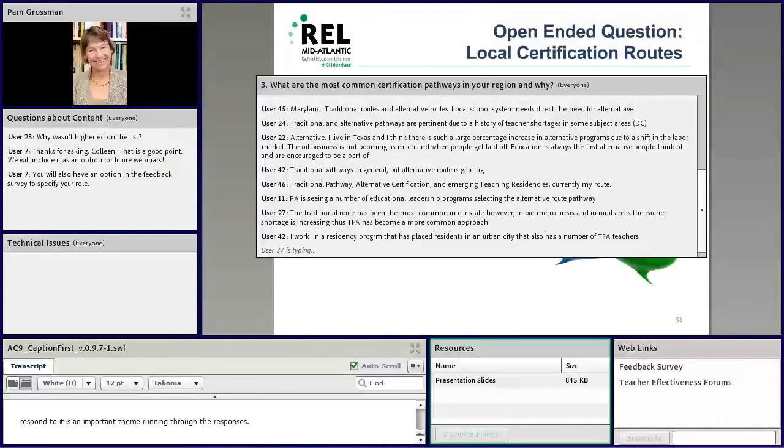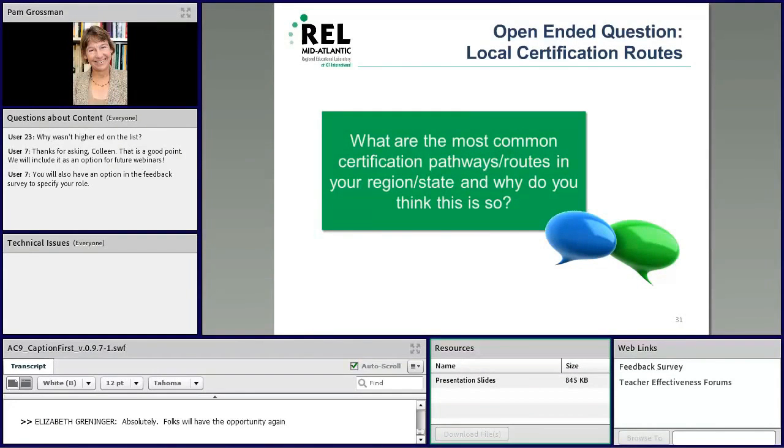Absolutely. And folks will have another opportunity soon to share some other ideas with us about what's happening in their state, but I think we'll wrap up this question and let you move on to the next phase of the presentation.